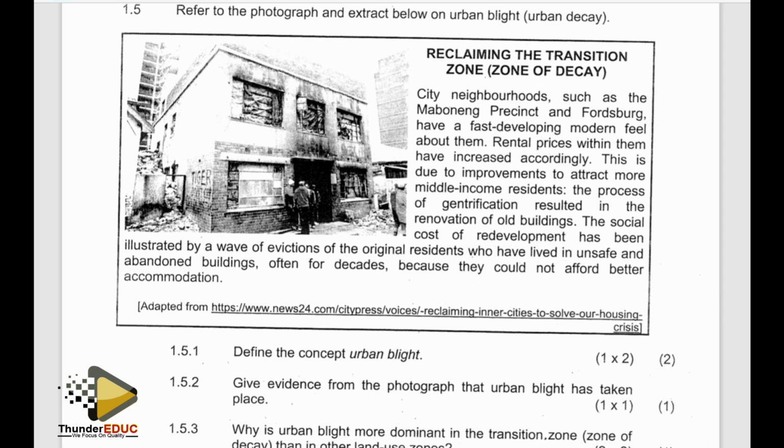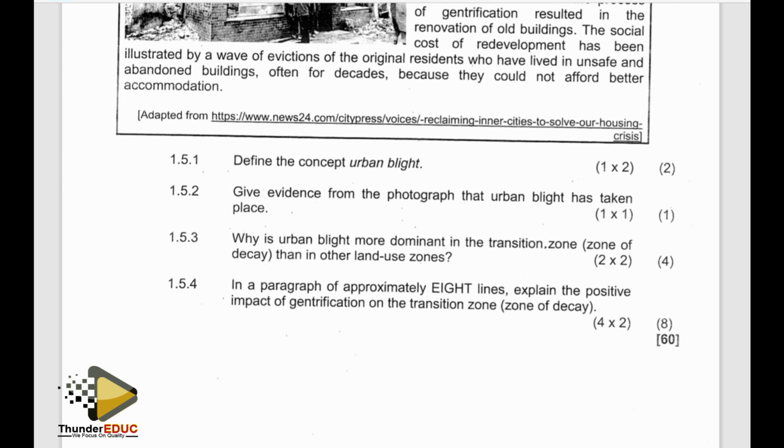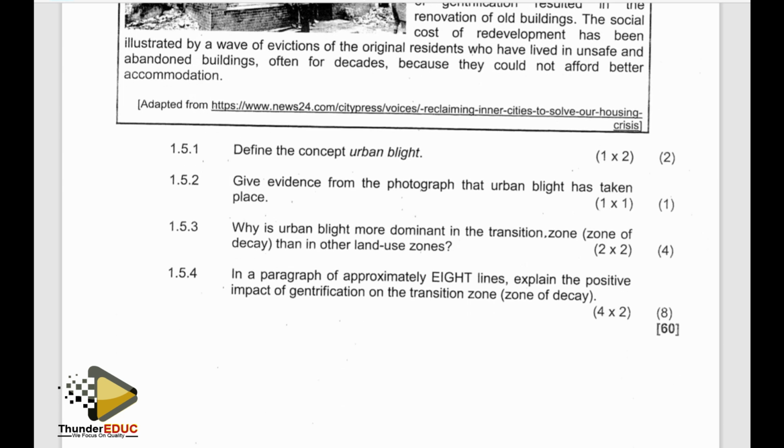Right, so what is the implication of gentrification on the transition zone? If you're having more affluent, wealthier people staying in the zone of transition, what is going to happen? Right, we want to look at the positive impact of gentrification in that zone. How is it going to be transformed positively by the coming of wealthier people to stay in that zone?